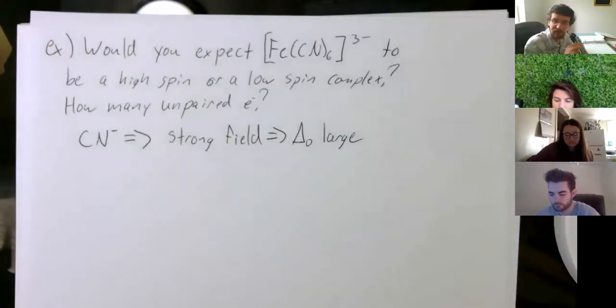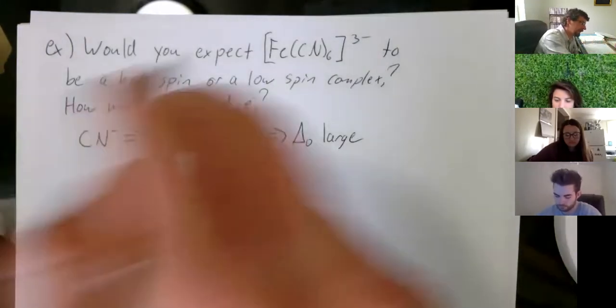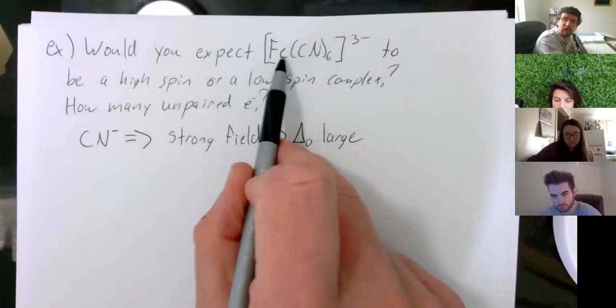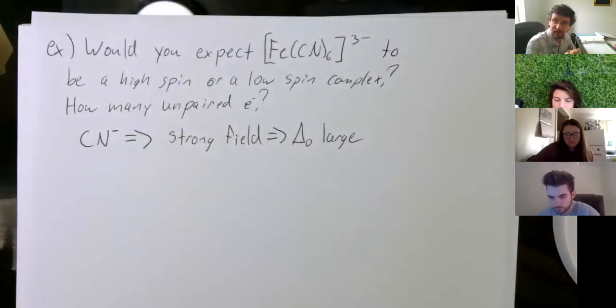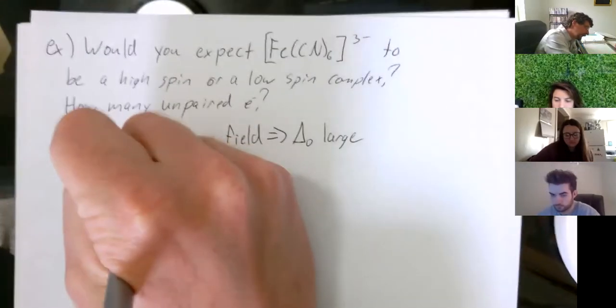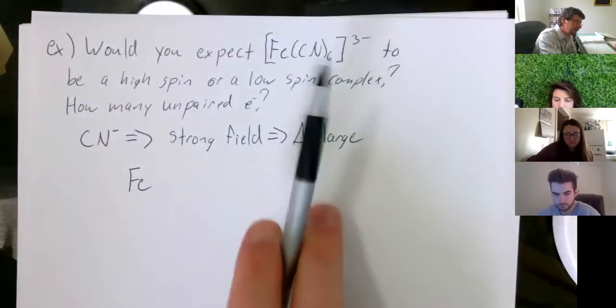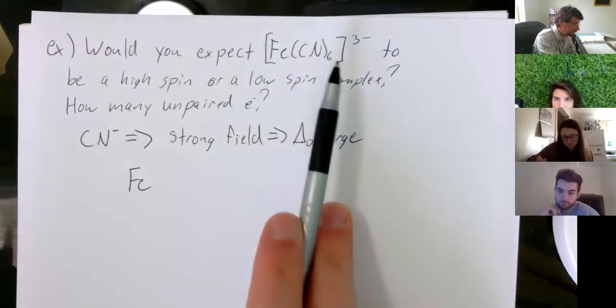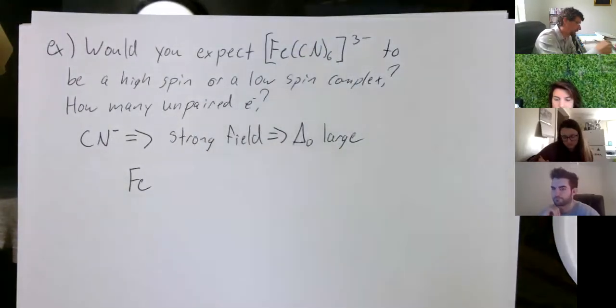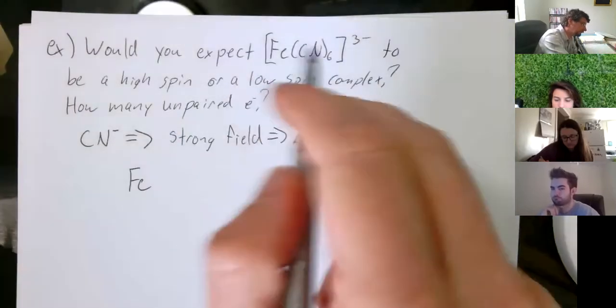So, let's consider that. First thing is we have to figure out how many d electrons we're dealing with, and let's draw the crystal field diagram for this system. So we've got iron. What's iron's oxidation state in this complex? 3. Wait, no, 3+. Yep.